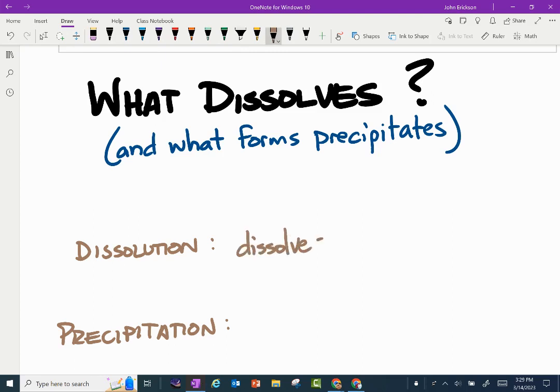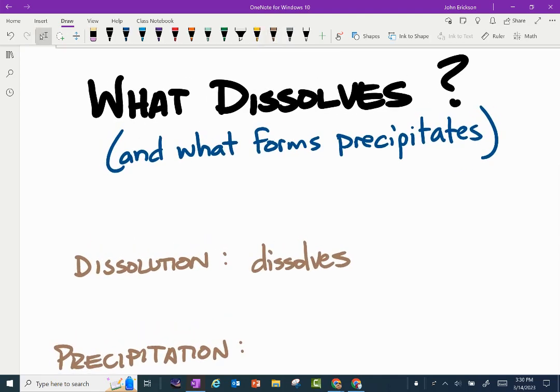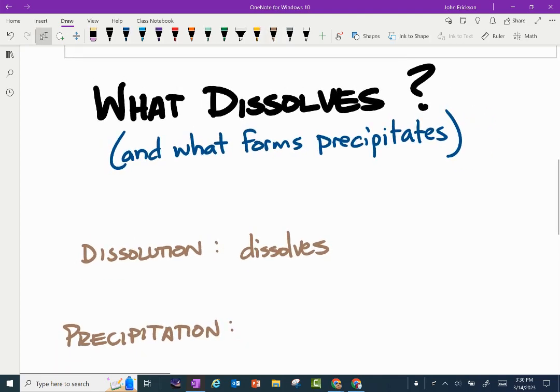Ionic compounds, when they dissolve, will break apart into individual ions. Covalent compounds, of course, when they dissolve, they don't actually break down. They stay together as an individual molecule. But ionic compounds, when they dissolve, break into individual ions. We'll look at that in just a minute, what that looks like.